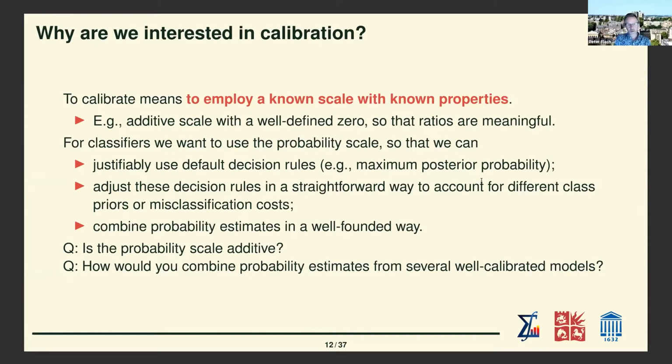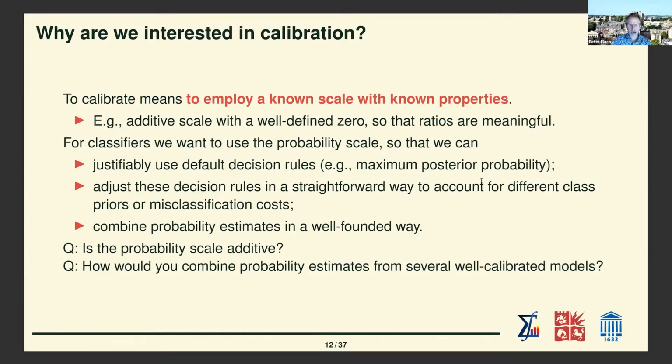Question one, is the probability scale additive? Well, that is actually a tricky question. When do we add probabilities? Well, if we have mutually exclusive events. But much more often, we multiply probabilities, because if we have two random events that are independent, then in order to calculate their joint probability, we multiply probabilities. So the probability scale is more often multiplicative than additive.